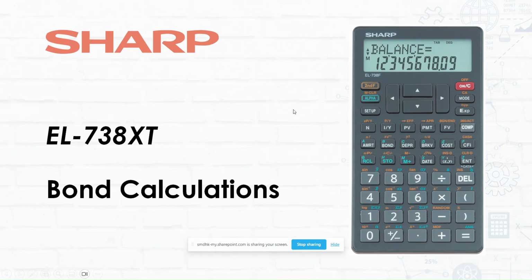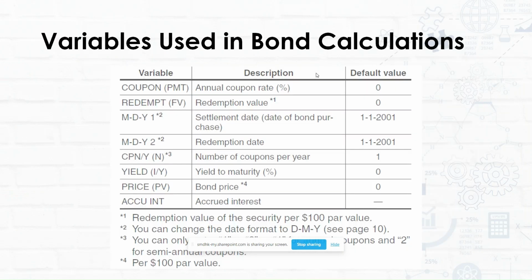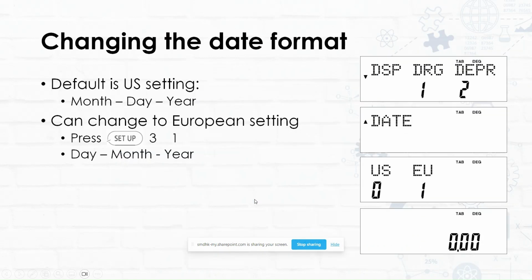In this video, we're going to look at how to do bond calculations on your Sharp EL-738XT financial calculator. The variables used in the bond calculations are these ones here: your coupon, your redemption value, the settlement date where you originally purchased your bond, your redemption date, the number of coupons per year, the yield to maturity, your price or present value of your bond, and your accrued interest on the bond.